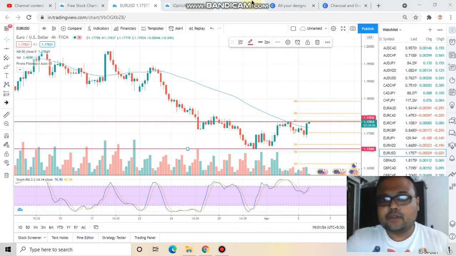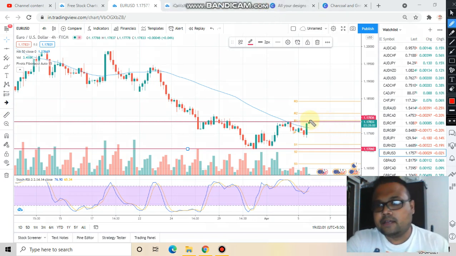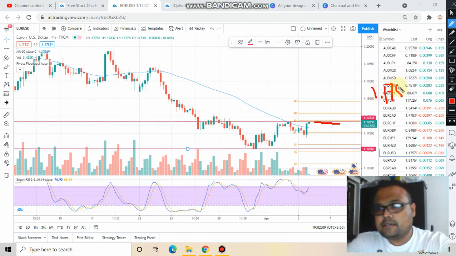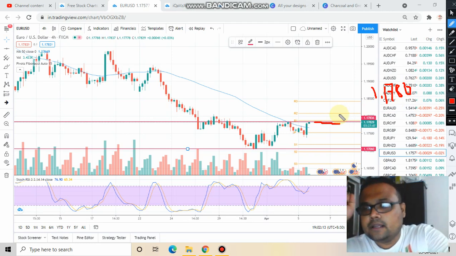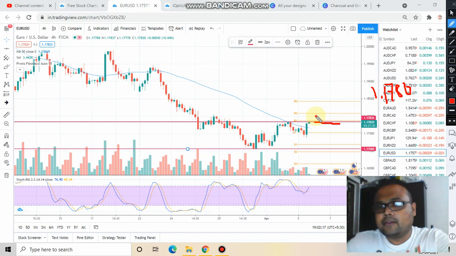Therefore, what you should do then? You just wait for the market to cross this particular level, 1.1780 level, and just observe the price. Let the market trade above this level. Let the market feel comfortable.